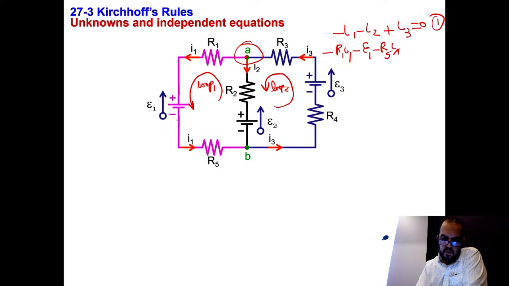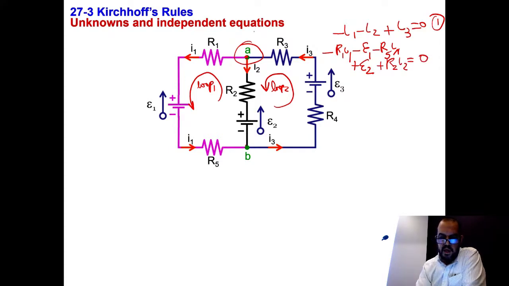Now we're going in the same direction, yes. Now we're going to go through this EMF, so we reached this point here, B. Now we're going through the EMF 2, and we're entering the negative terminal. So plus epsilon 2, because we said if we enter the negative terminal of the battery, the potential will increase. Now we are going to go through resistor R2, in the opposite direction of the current. So we use a plus R2 I2. This is equal to 0.